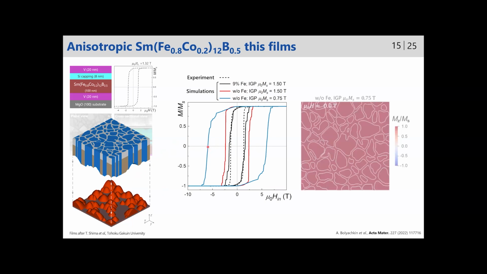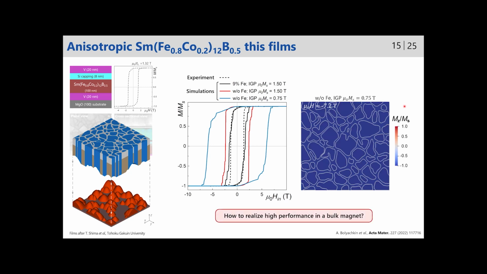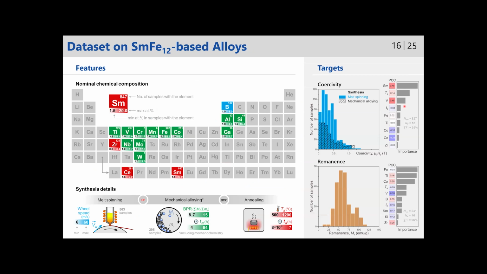In this case, a pretty large coercivity can be obtained, and magnetization reversal for such a system would be just switching of individual grains. It would be a perfect permanent magnet if we can realize this in bulk, and the question is how to do that. And that's where machine learning can also help.